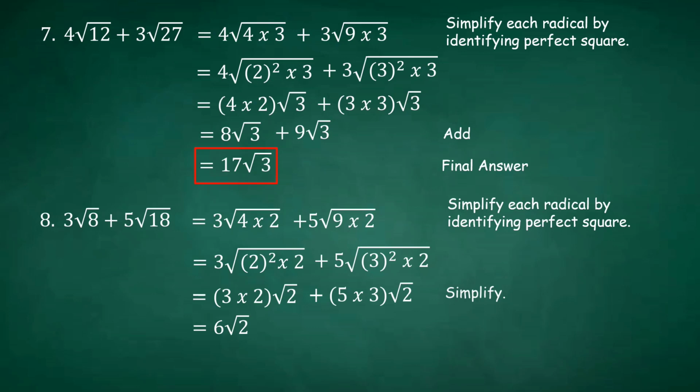Multiply 5 times 3 is equal to 15, and copy the square root of 2. Now since they already have the same radical, we can add the coefficients. 6 plus 15 is equal to 21, and just copy the square root of 2. So the final answer is 21 square root of 2.